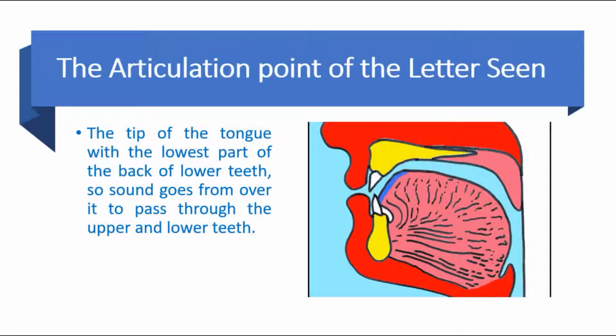So you can see it here. The air comes from over the lower teeth, or from between the lower teeth and the upper teeth. So this is the articulation point of the letter Sin.